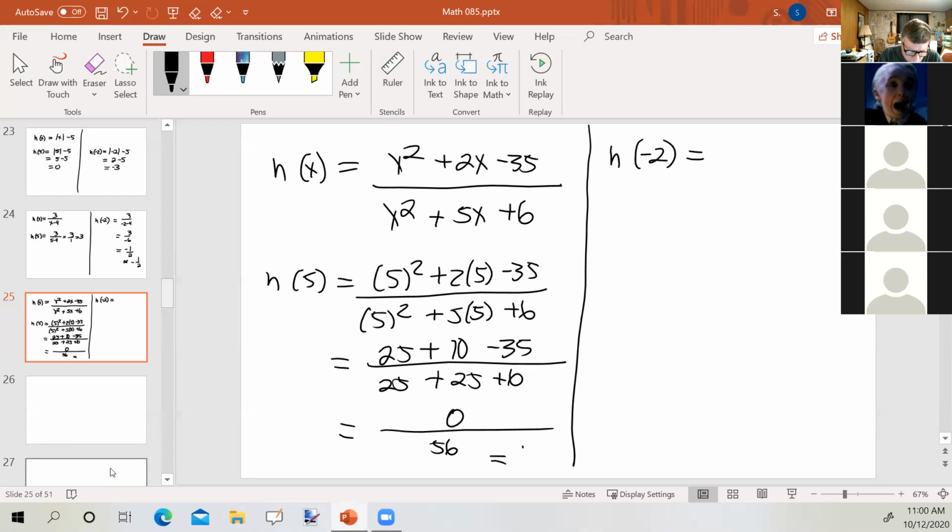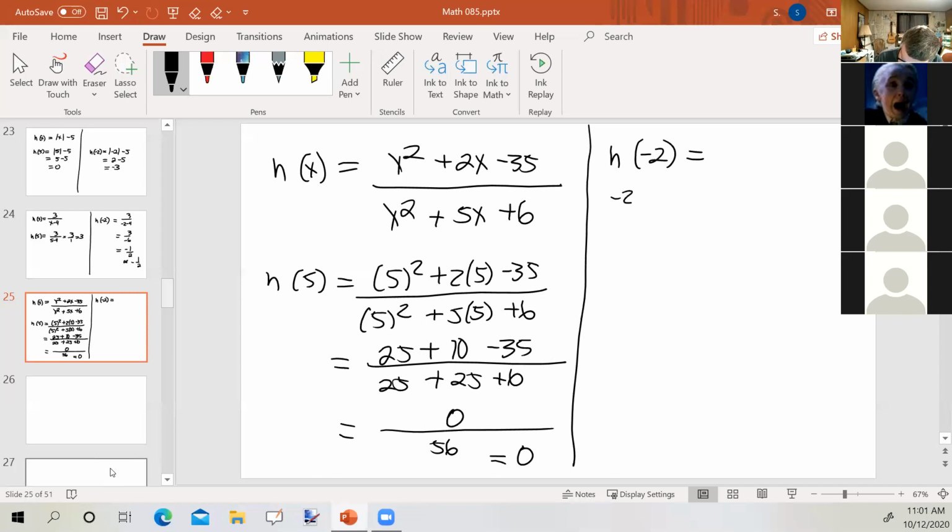Undefined? No. When is it undefined? It's undefined when it's divided by 0. Oh, shoot. Yeah. Sorry. So 0 divided by 56 is 0. But if it was 56 divided by 0, that's when it's undefined. Okay. All right, let's find h of -2.